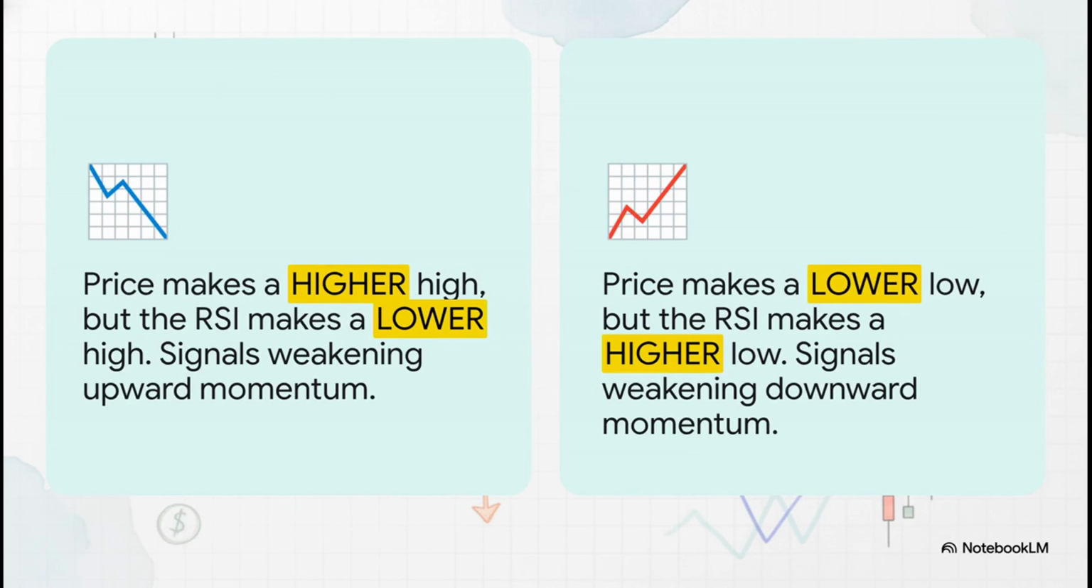For example, a bearish divergence is when the stock's price hits a brand new high, but at the same time, the RSI actually makes a lower high. That's a huge warning sign that the upward momentum is running out of gas. And the opposite is true for a bullish divergence. The price hits a new low, but the RSI makes a higher low. That's a clue that the sellers are getting tired.